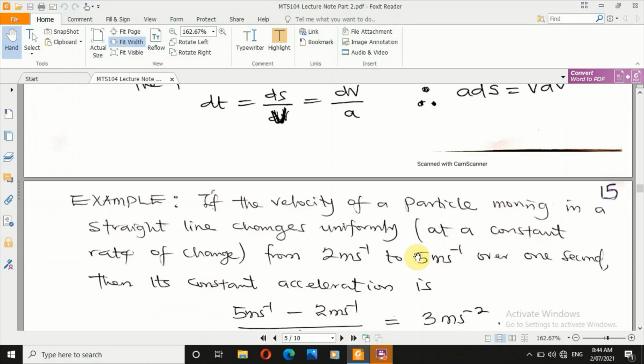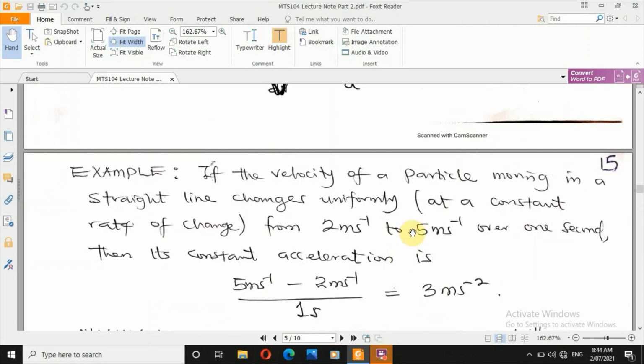So let's look at this example under acceleration. The velocity of a particle moving in a straight line changes uniformly at a constant rate from 2 meters per second to 5 meters per second over 1 second. Then its constant acceleration is 5 meters per second minus 2 meters per second over 1 second. That means 5 minus 2 is 3 divided by 1. Now take note of it: this is over seconds.